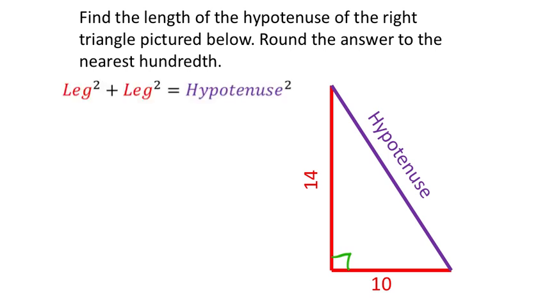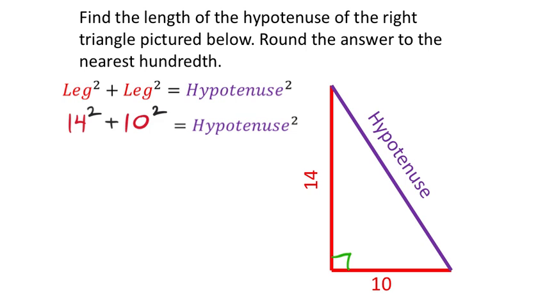Well, let's go back. So it should be a leg squared plus the other leg squared should be the hypotenuse squared. Now, it doesn't matter the order that you put the legs in. We just know that they're both legs. They both make up the right angle. So one of them is 14 and the other one is 10. So we're going to square both legs, add them together, and we should get a hypotenuse squared.